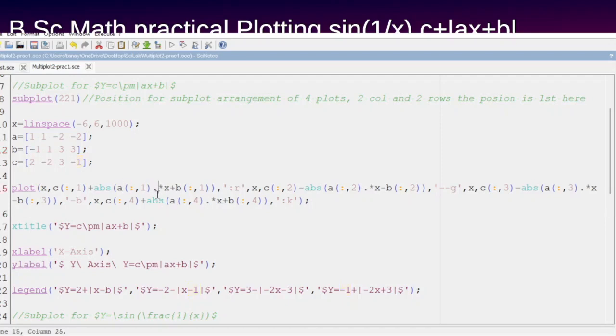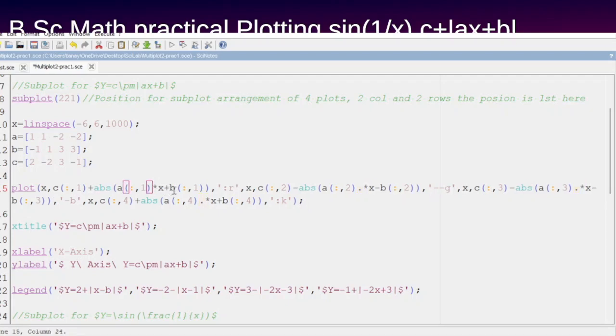You can omit this dot sign here. There is no need of this dot sign. You can omit this, it is useless in this case, because here I am taking only one element. So this is not a matrix element, this does not act as a vector element, matrix or vector element. So I can skip that dot.